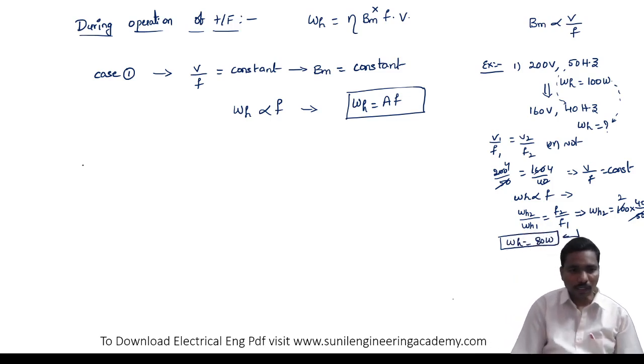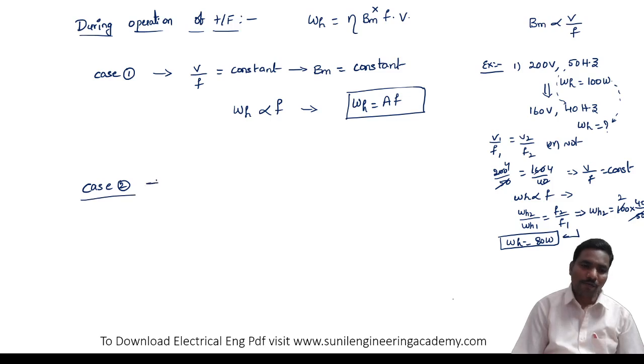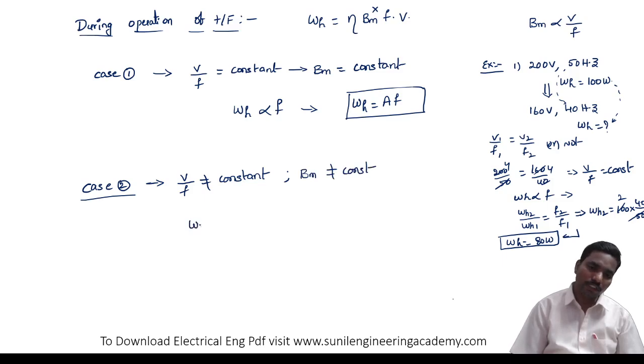Let us take case 2, if V by F is not constant. These are very important, guys. Not constant in the sense that B max is not constant. Then what about the hysteresis losses? Hysteresis loss is proportional to B max power x, and the frequency, with the constant value.